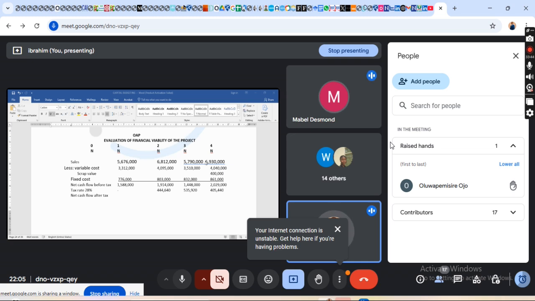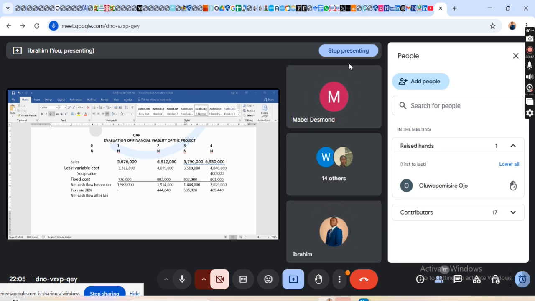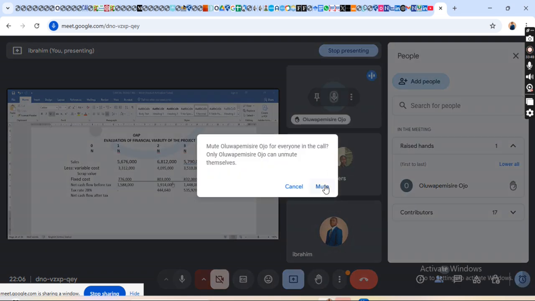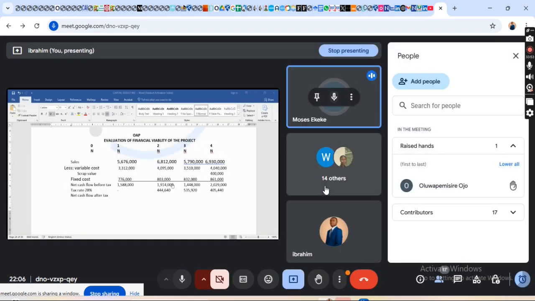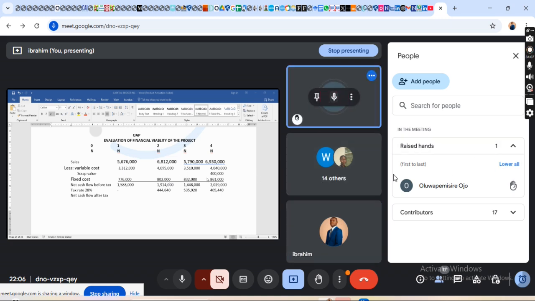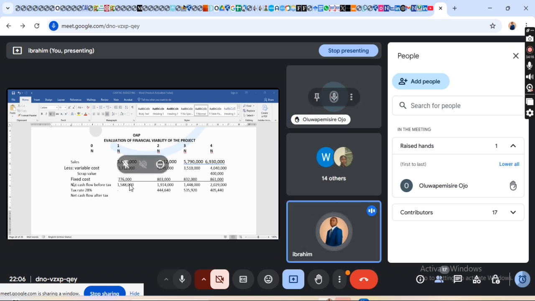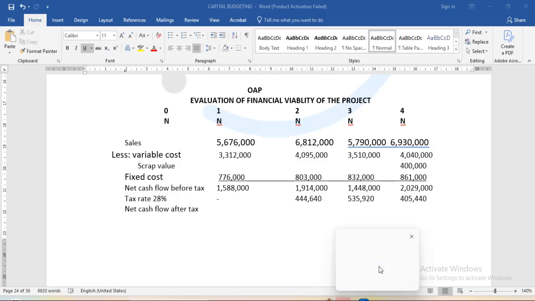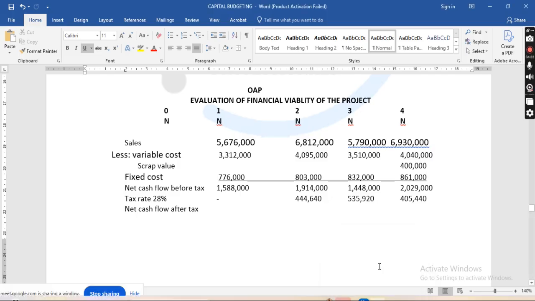Yes, thank you so much. Your tax. I'm with you. Yesterday she dropped the money with us. Oluwapemisi, I'm with you. Hello? Yeah, I'm with you. Go ahead. I said 28% of what? 28% of one million five hundred eighty-eight. 1,588. Oh, okay. Now I understand. Okay, year one will be paid in year two. Okay, thank you.